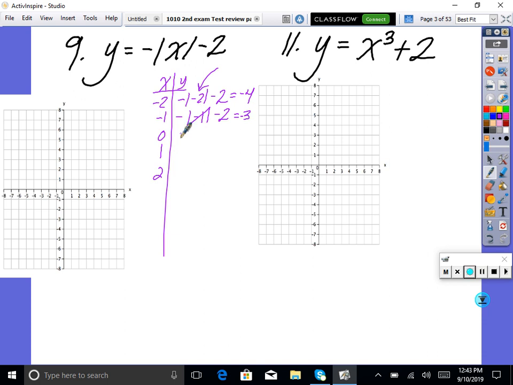Plugging in 0, we'd get -2. Plugging in 1, we'd get -1. Plugging in 2, we'd get 0. And we'd probably want more points than this, but let's see, maybe we'll be able to see what's going on. If you don't know this, absolute values are V graphs. So you definitely want to graph as many points as possible. If we plug in 3, we get -5.